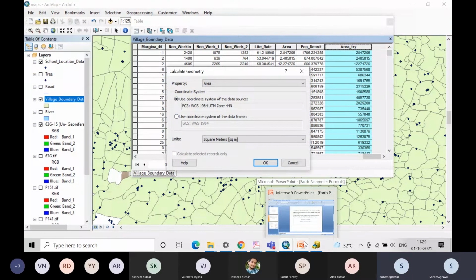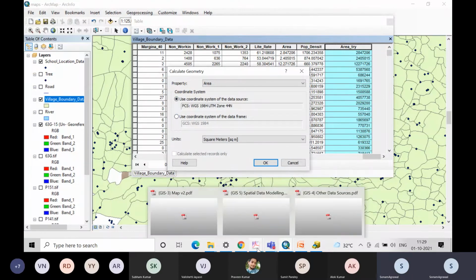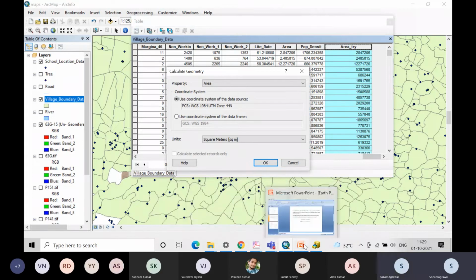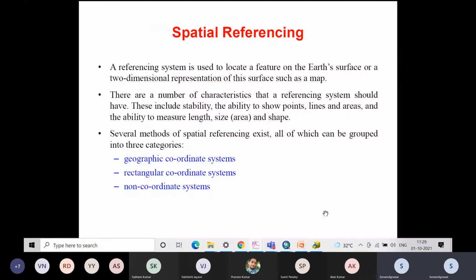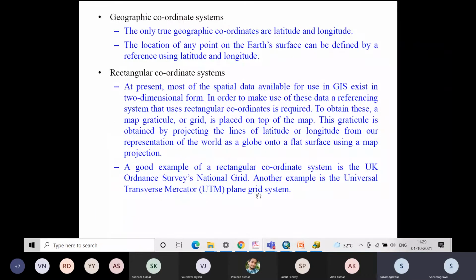So what happens if you use the geographic coordinate system is that you can see the data in the form of latitude and longitude. But if you want to compute anything like area, length, or perimeter, in that case you cannot use the geographic coordinate system. The only true geographic coordinate system are latitude and longitude. We have already covered the definition of latitude and longitude, the notations DD and DMS, and how to convert them into each other. I hope everyone remembers which one represents X and which one represents Y.